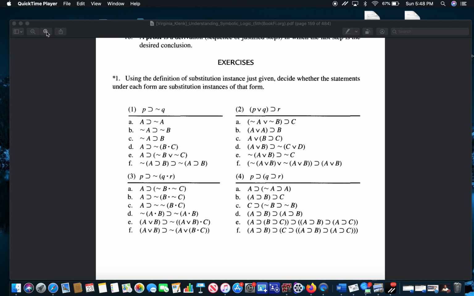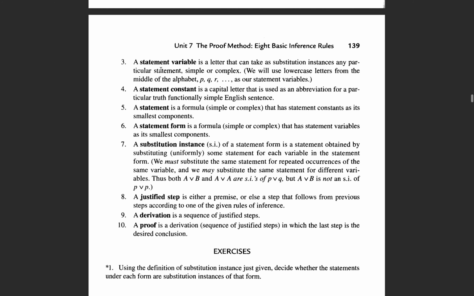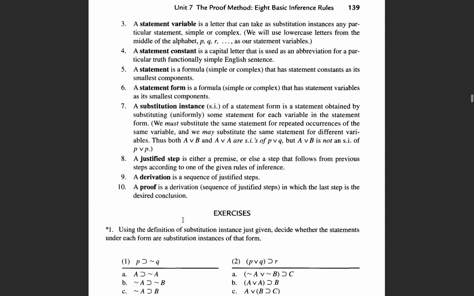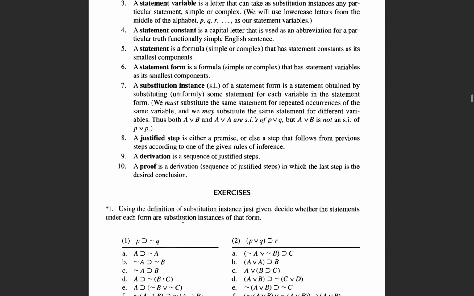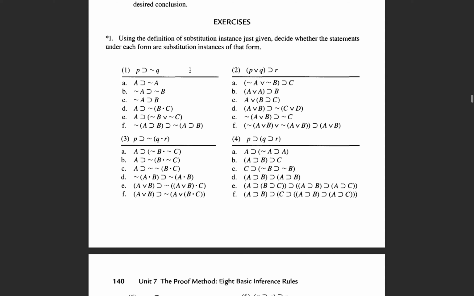Unit 7, Part 4. Okay, so let's go through exercise 1. You should read all these definitions, they're important. This is the first exercise from the back of Unit 7, page 139 on to 140. Using the definition of substitution instance just given, decide whether the statements under each form are substitution instances of that form. So I just talked about this in Unit 7, Part 3 towards the end and did one example. But let's go through these.